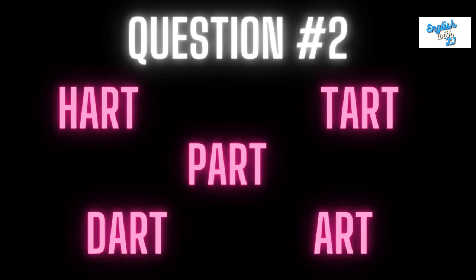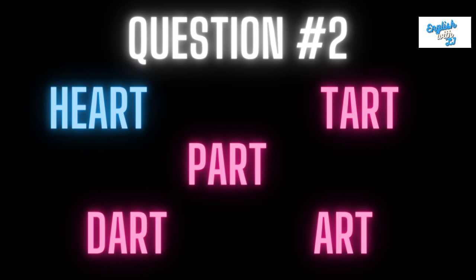Question 2: heart, tart, part, dart, and art. Heart, tart, part, dart, and art. And the incorrect spelt word there is heart, because you spell it with an E.